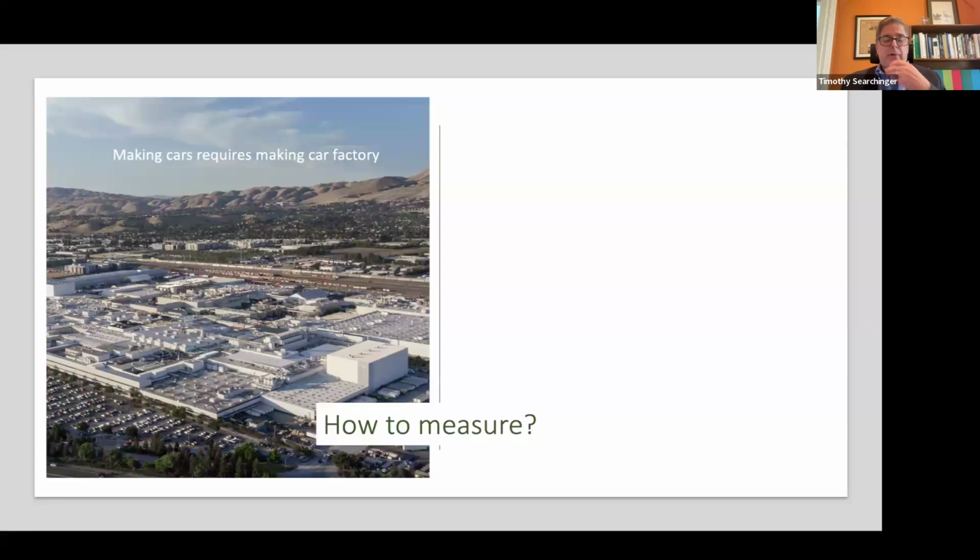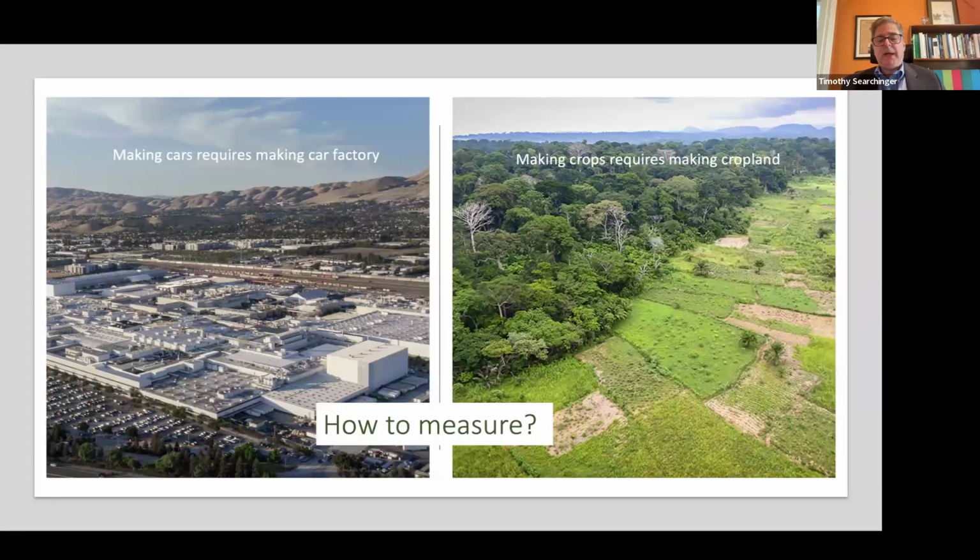So we had a paper in Nature in 2018 where we said, okay, let's try to measure this in a very basic way. Another way to think about this is, if you want to look at the emissions of making a car, to make a car, you need to make a car factory. And if the emissions of making a car factory are large, you have to assign a little bit of the emissions of each factory to each car. Well, to make crops, you have to start by making cropland. So by the same principle, we should assign a little bit of the cost of making cropland to each crop.